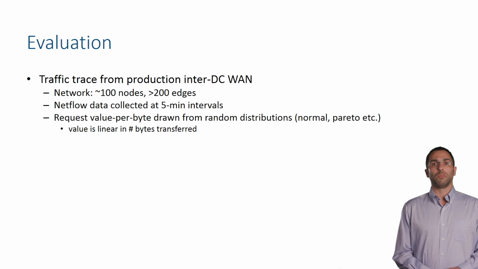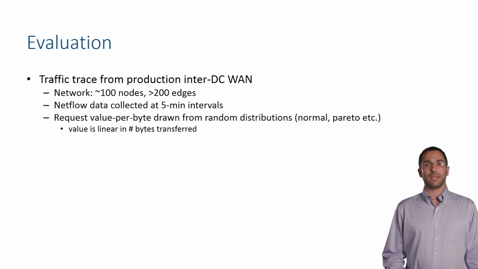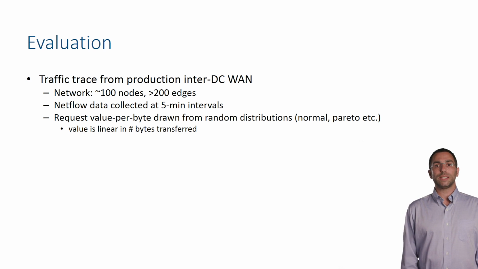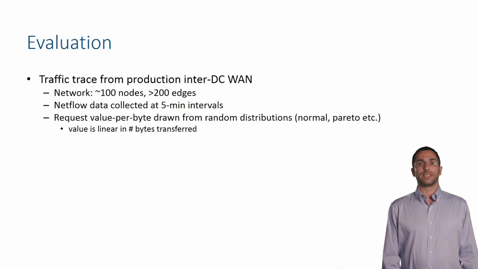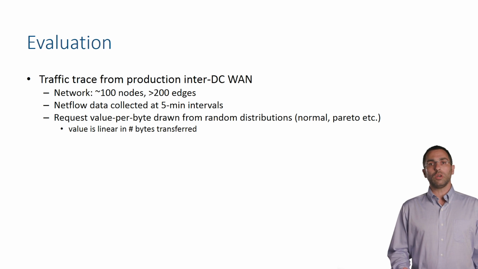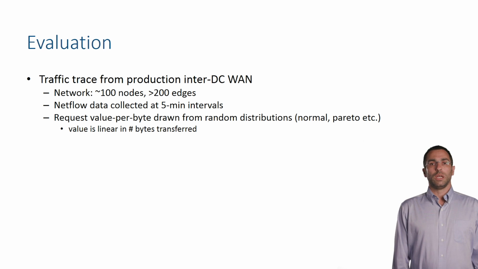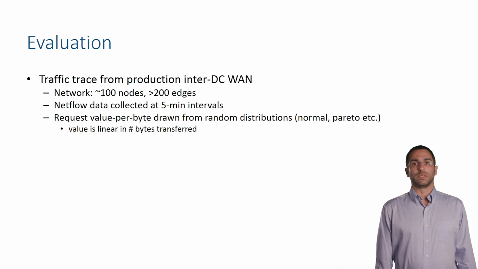We use the input from network operators to understand typical request characteristics, like demand and duration, and generated requests that mimic the observed traffic traces. As the value per byte of request is unknown, we used several random distributions to generate the value. In this talk, I will present only the results that use a normal distribution. The total value is assumed to be linear in the number of bytes transferred.